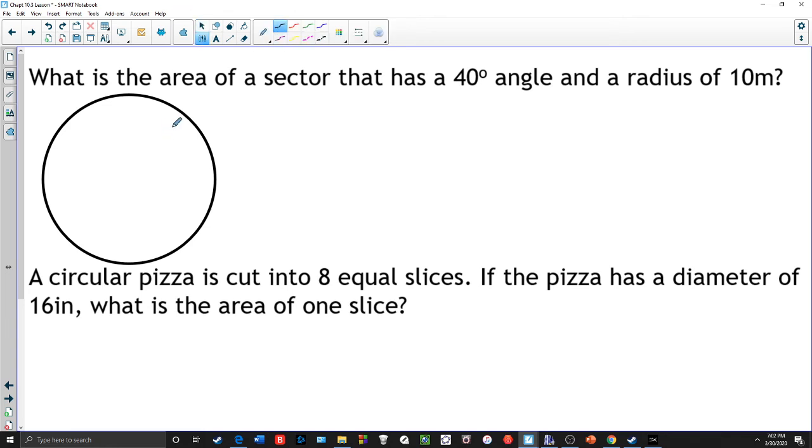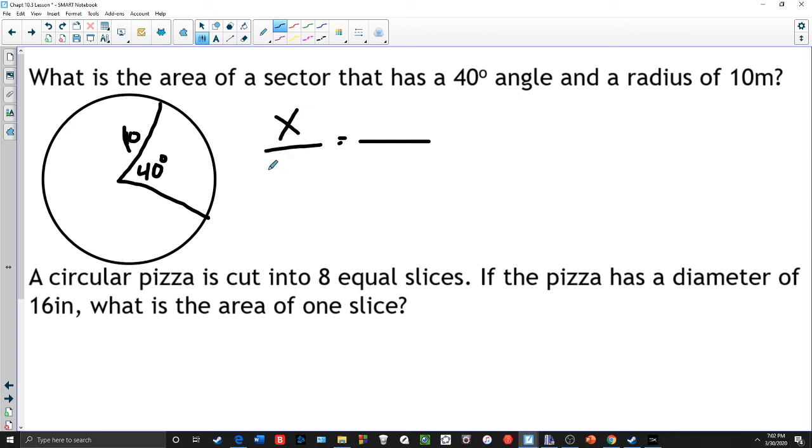So circle here. We have a slice. That's a really bad line, I know. 40 degrees. And it says radius of 10. There we go. So how do we get this out here? Well, let's go ahead and set up our proportion. Area of the sector. Well, we don't know that, so we're going to put a big fat X there.